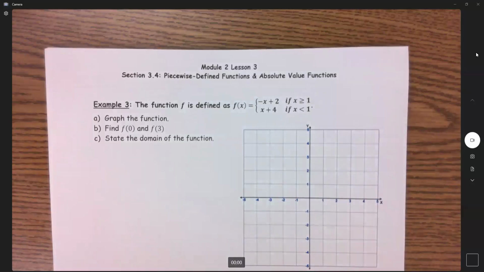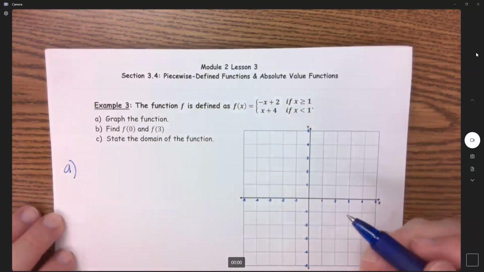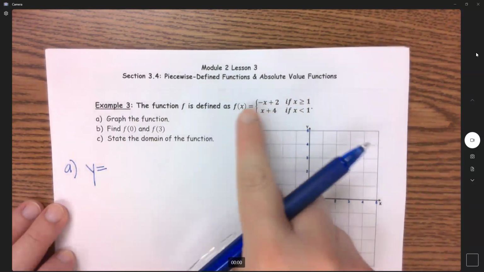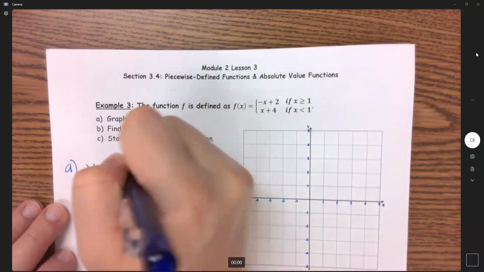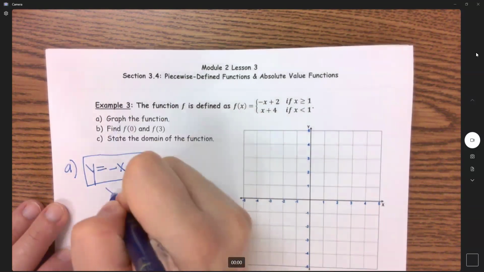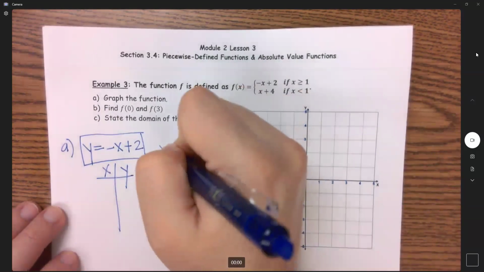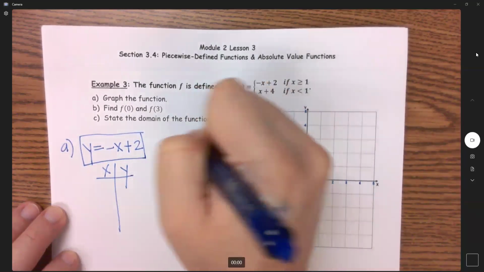Example 3, we're doing the same three things. Graph the function, find f of 0 and f of 3, and state the domain. So for part A, graphing, we're going to make our table. So we have two equations here. F of x, which is y equals negative x plus 2. And then we also have when y equals x plus 4.